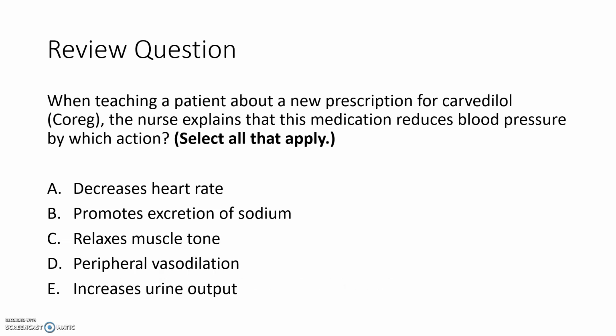Our last question is a select all that apply. When teaching a patient about a new prescription for carvedilol, Coreg, the nurse explains that this medication reduces blood pressure by which action? Carvedilol is a beta blocker, so it reduces blood pressure by A, decreasing the heart rate, and also D, it causes peripheral vasodilation. So remember, it works both ways. It's the alpha 1, and it's also a beta blocker. That's one of our dual adrenergic medications. So those are the two ways it works.